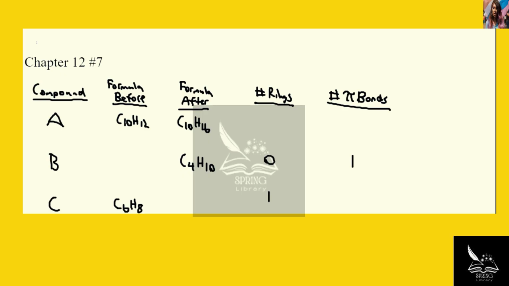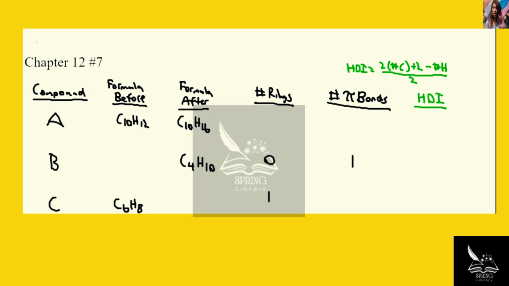I think what we should do for each of these is to calculate the HDI, or the hydrogen deficiency index. Remember, since we don't have nitrogens or halogens here, this is going to be pretty simple. HDI is going to equal 2 times the number of carbons, plus 2, minus the number of hydrogens, and then all of that over 2.